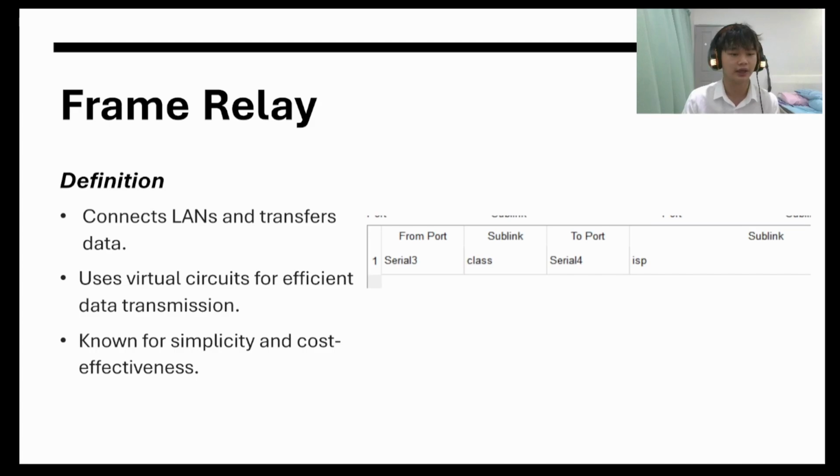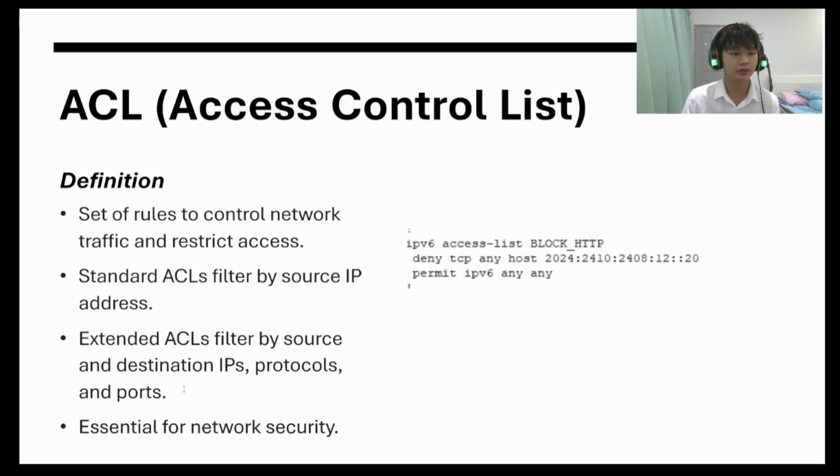Then the next one is frame relay. Used for connecting LANs and transferring data. It uses virtual circuits for efficient data transmission and is known for its simplicity and cost effectiveness. Then the next one is ACL. Full name is Access Control List. They are rules used to control network traffic and restrict access.